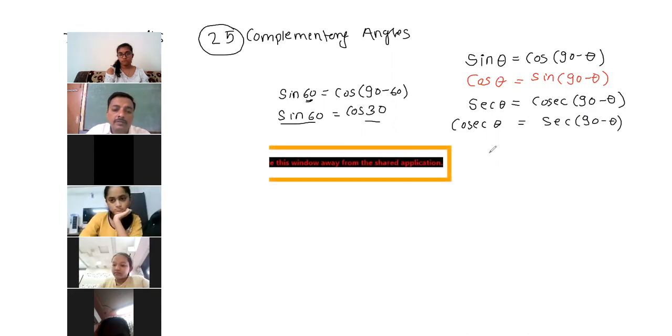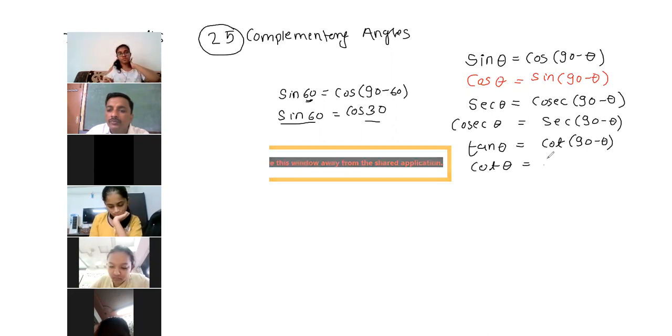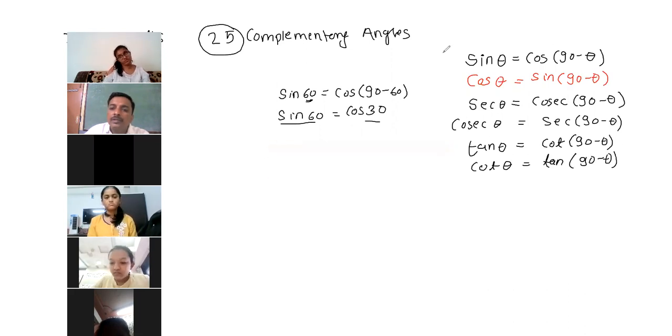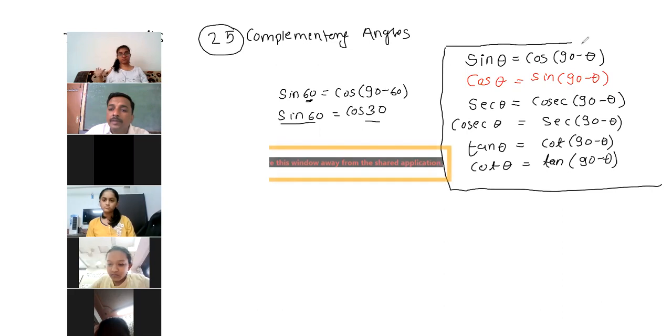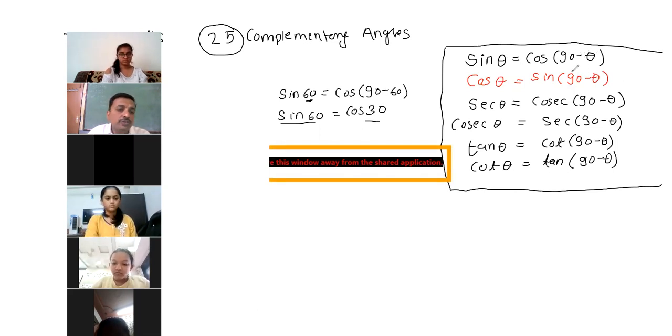Then what is left now? Two ratios, tan and cot. Correct. Then tan theta is equal to cot 90 minus theta. And then cot theta is equal to tan 90 minus theta. These are the six formulas or identities on which this whole chapter depends. It's very simple. Both should be complementary: sine and cos, tan and cot, sec and cosec. Nothing else.